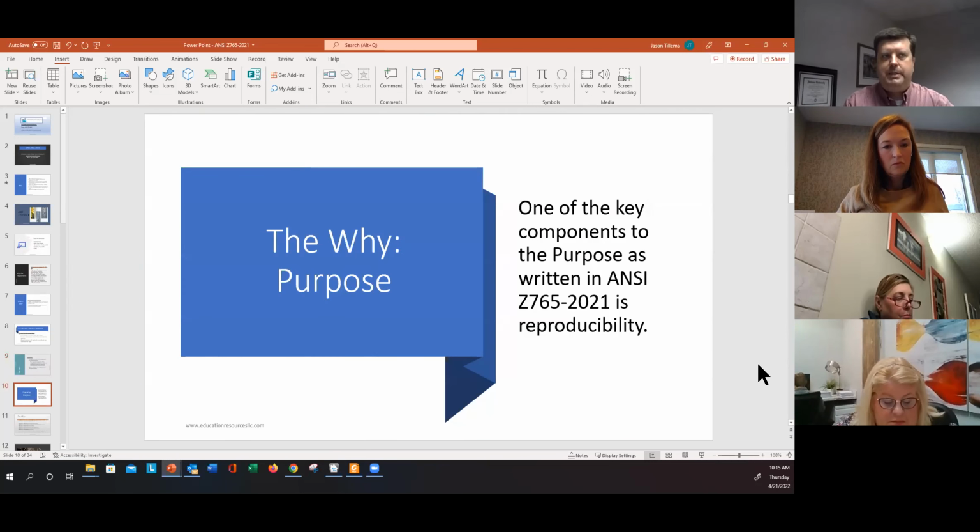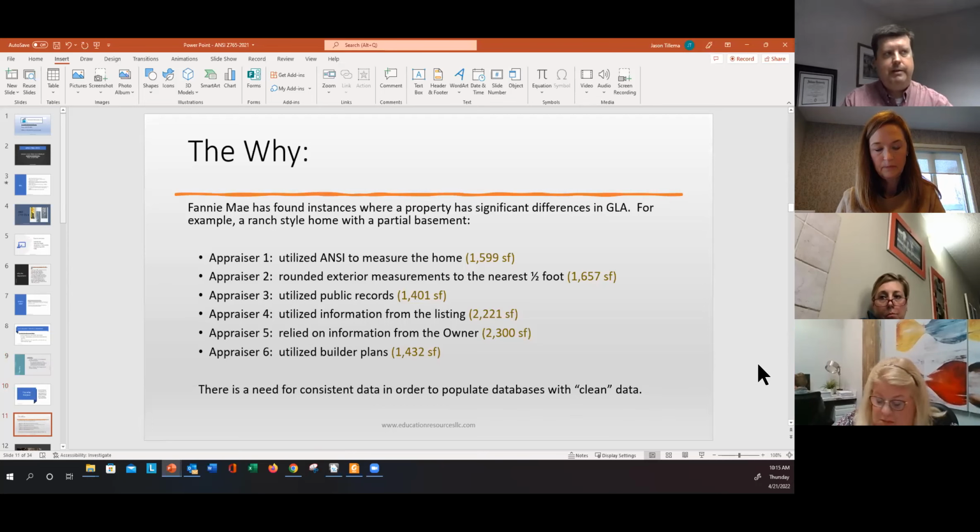Again, one of the key components here is reproducibility. I'm going to show you an example here. Now, I made these numbers up, but this is something that Fannie Mae might see in what they have. I'm trying to remember the name of it. They have a database, and what they do is data mine off of the appraisal. They take that information off the appraisal and have created this truly gold standard for a database.